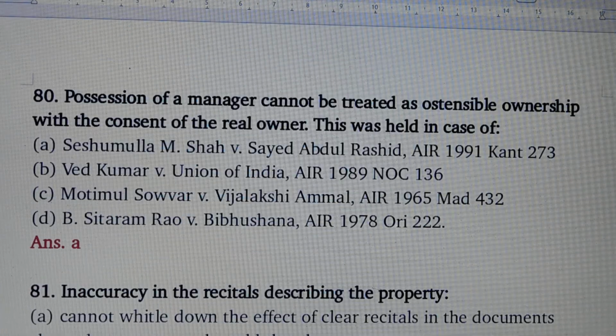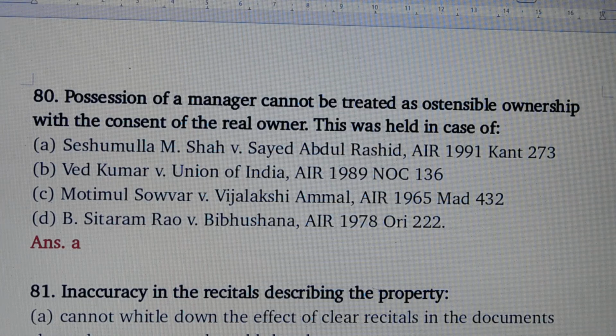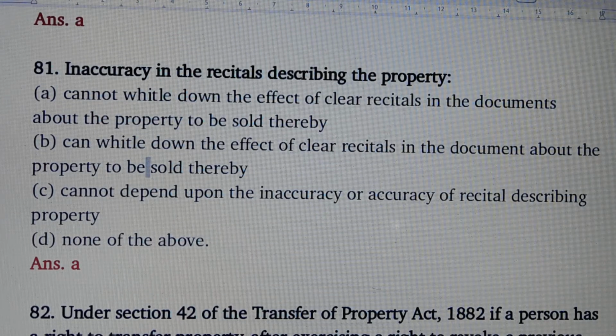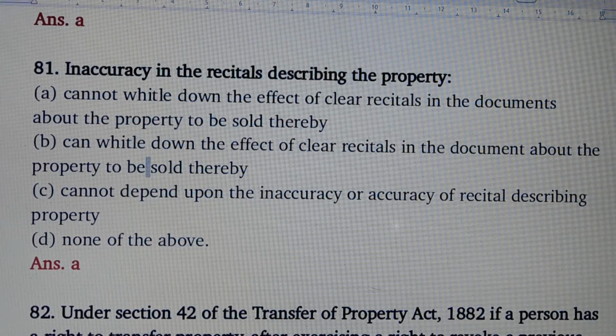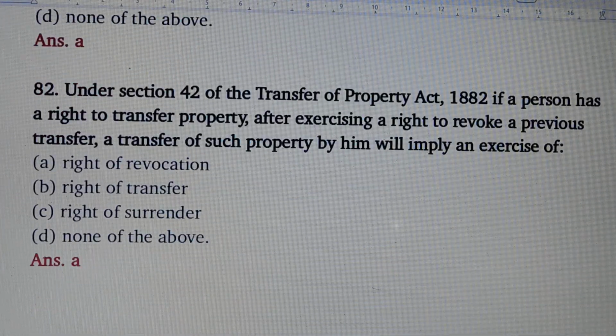Question number 80. Possession of a manager cannot be treated as ostensible ownership with the consent of the real owner. This was held in case of Sheshumullah M. Shah versus Sayyid Abdul Rashid. Answer is option A. Question number 81. Inaccuracy in the recitals describing the property cannot whittle down the effect of clear recitals in the documents about the property to be sold thereby. Answer is option A. Question number 82.